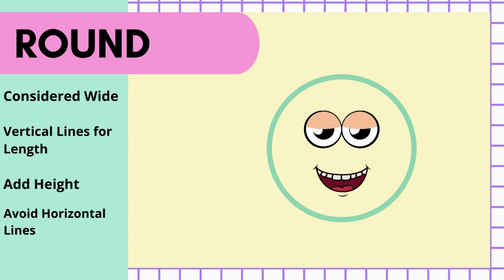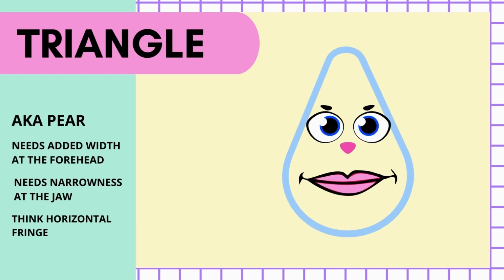We really want to avoid horizontal lines. So think about it just like we would in clothing, right? As a bigger girl, you would never have seen me in horizontal stripes, but perhaps in vertical stripes, because horizontal stripes always made me appear wider. So the round facial shape, we need vertical lines to add height.